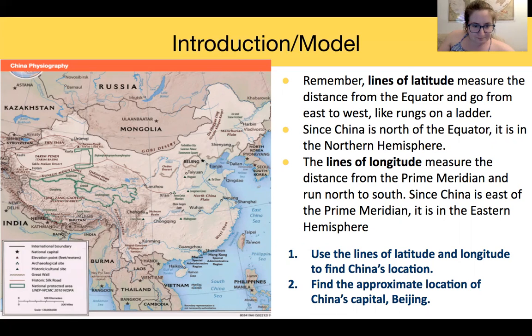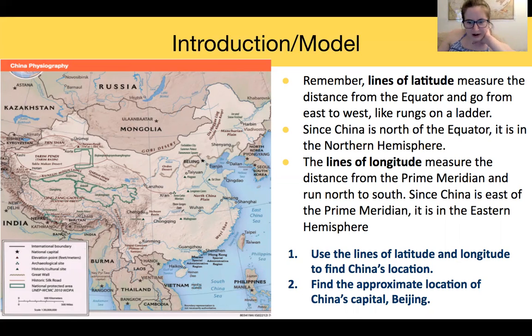Now, if you're looking at this map on your own screen, you might want to zoom in or click present so you can see exactly the degrees of longitude and latitude. When I looked carefully, I saw that China's location is approximately 40 degrees north and 100 degrees east. Sometimes that's written in parentheses.